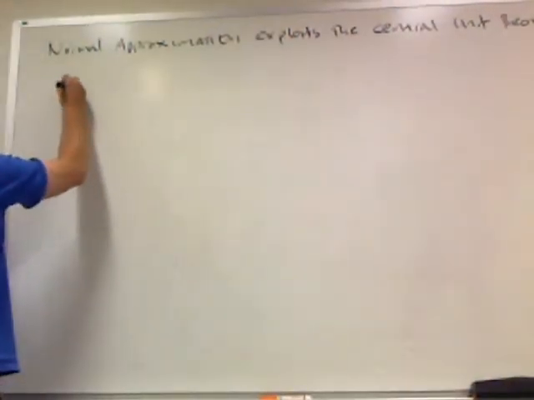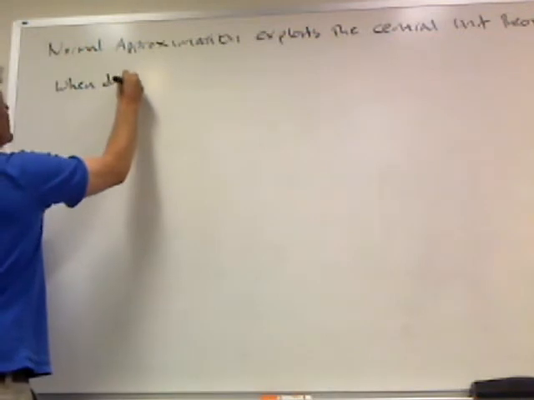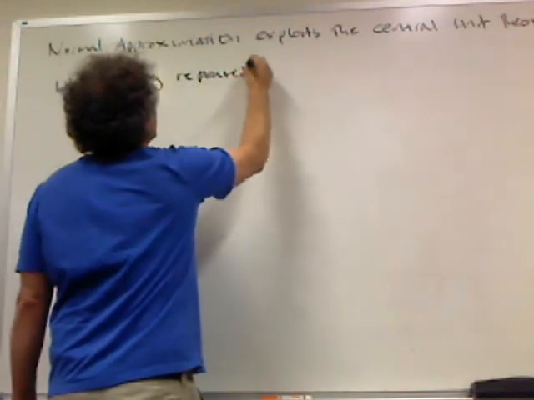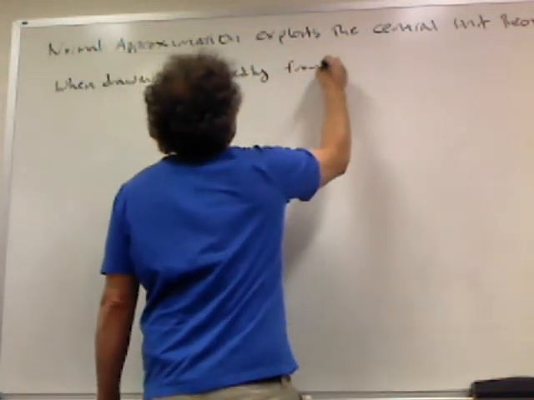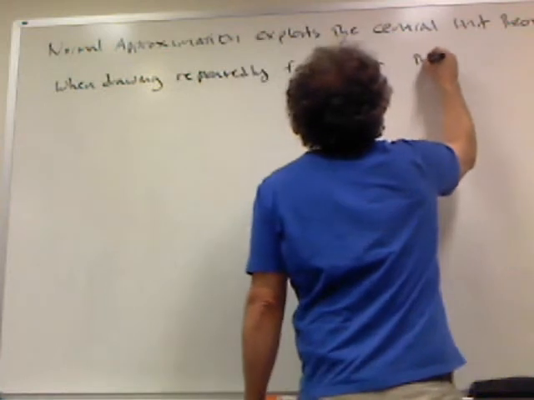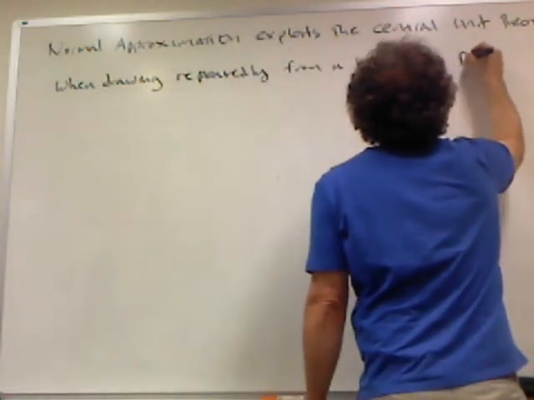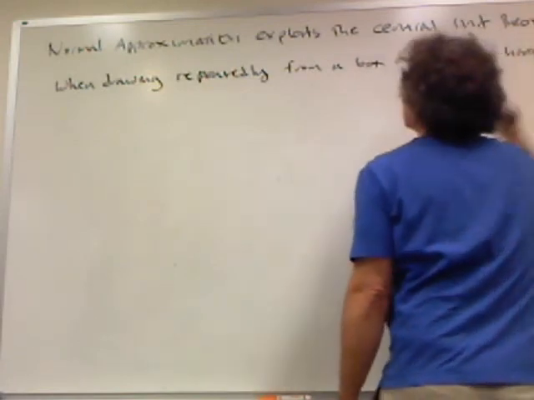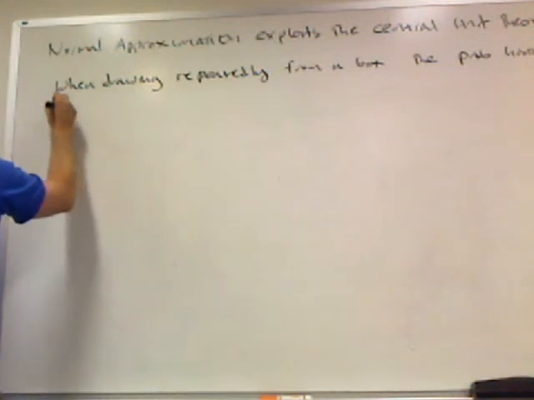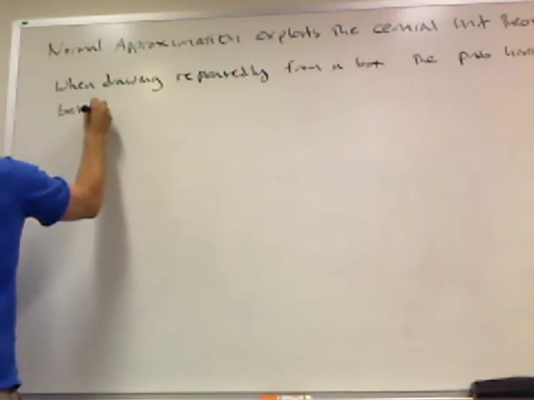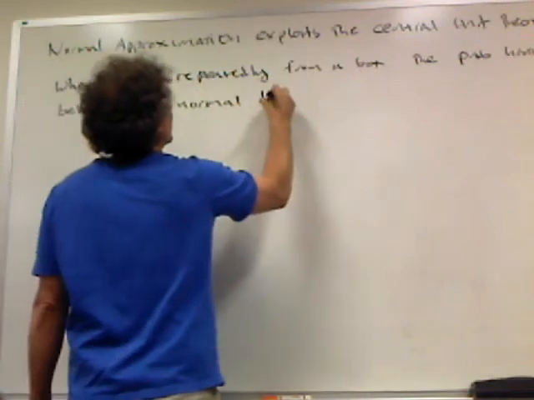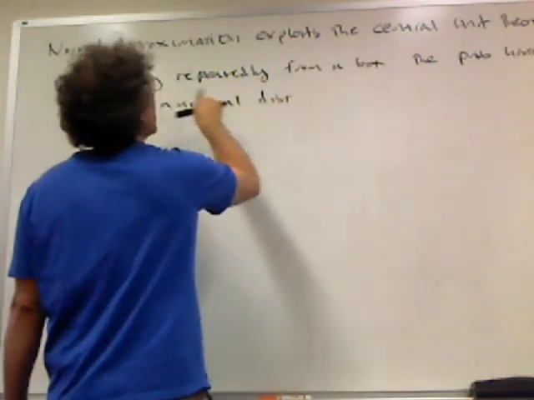So, when drawing repeatedly from a box, the probability histogram basically behaves like a normal distribution. For the sum, I missed that.